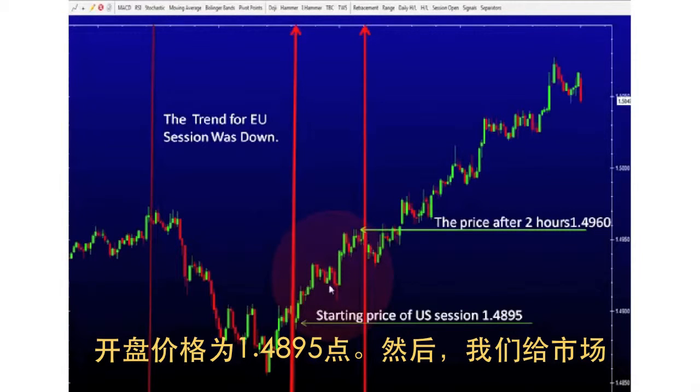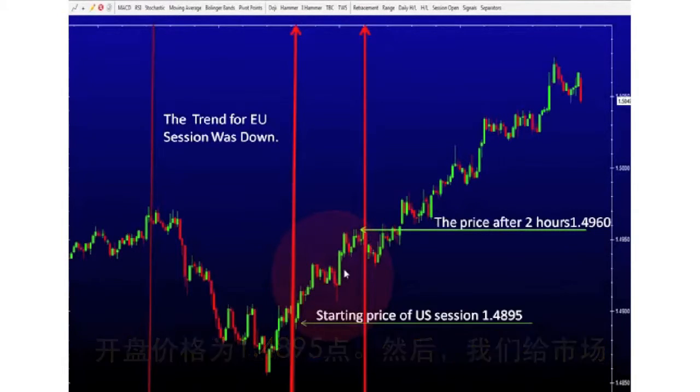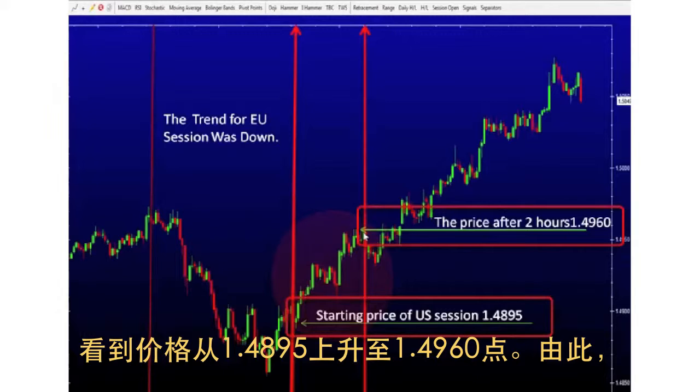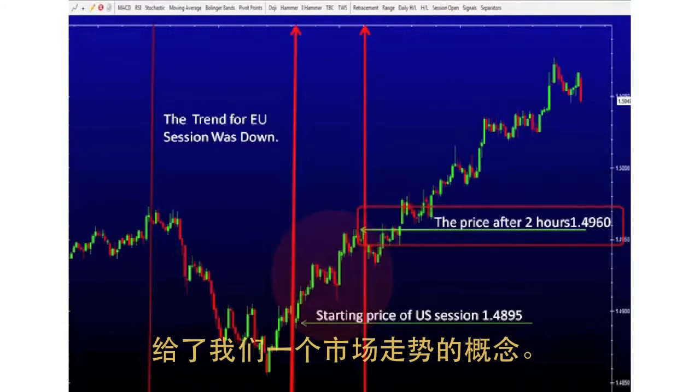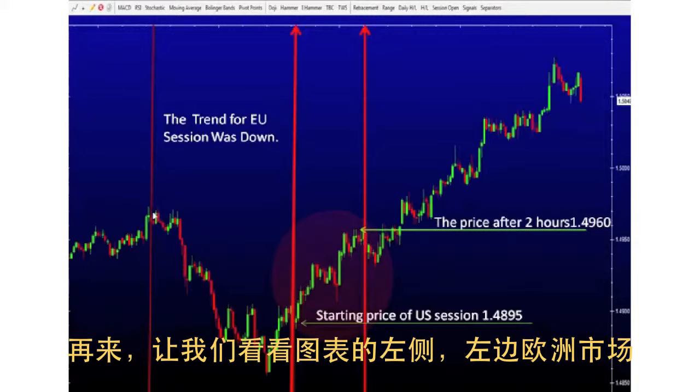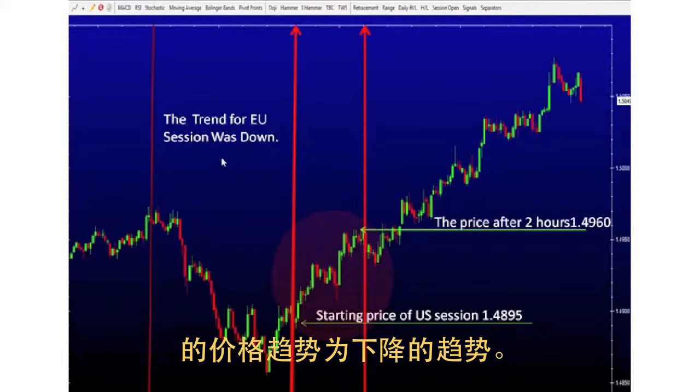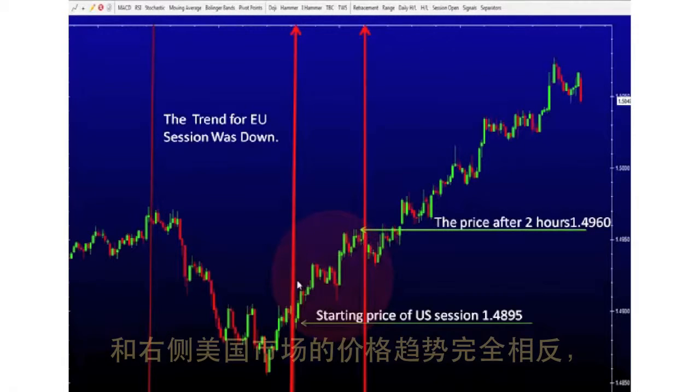And we gave the market 2 hours worth of time to allow it to develop itself. Towards the end of the 2 hours, you can see the price movement move from 148.95 to 149.60, therefore giving us a better idea of the direction of the market. Take a look at the left. On the left side, you can clearly see that the trend was down for the European session. And during the US session, the trend changed.